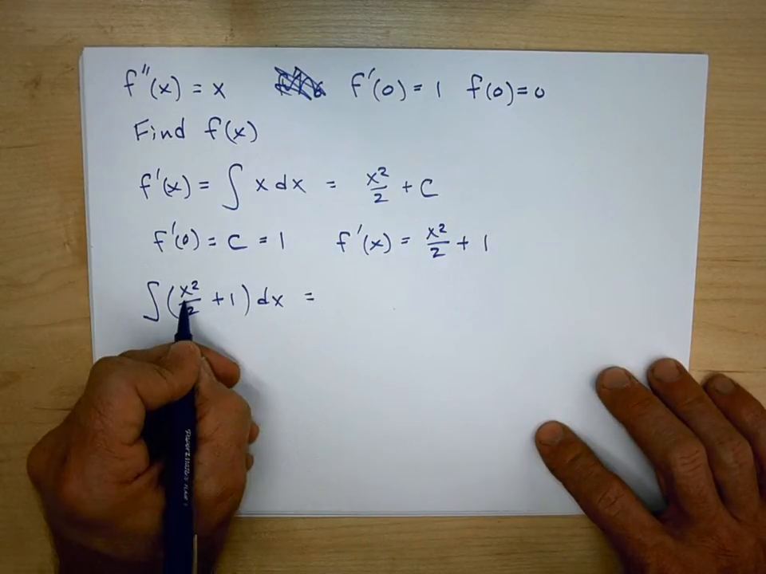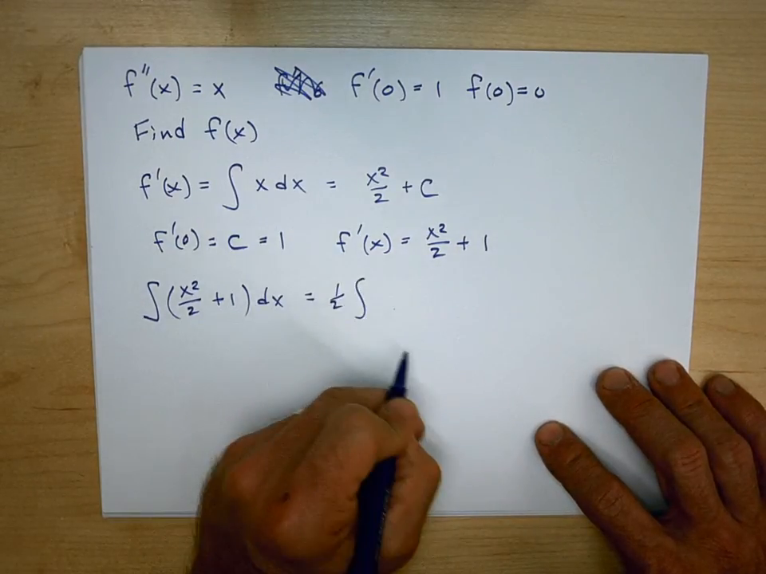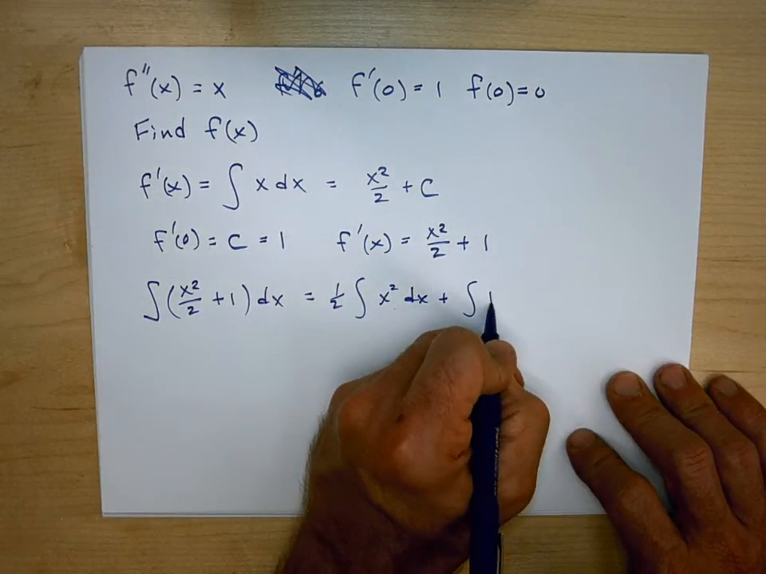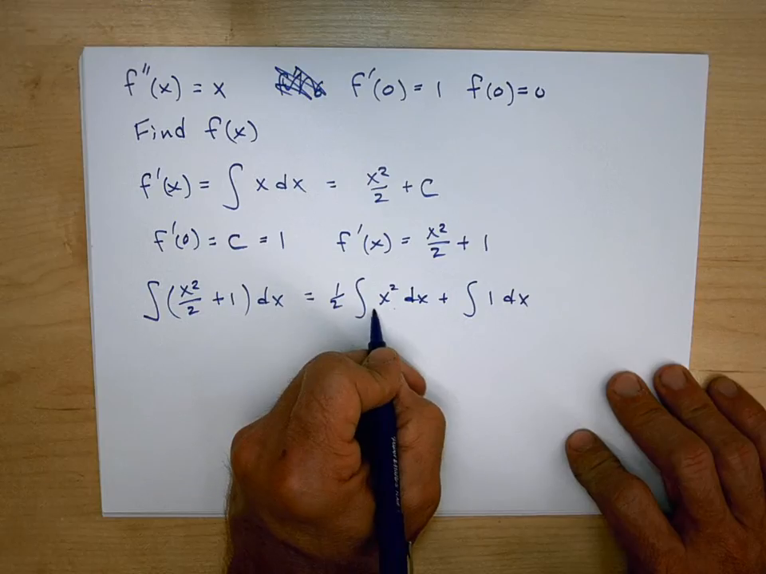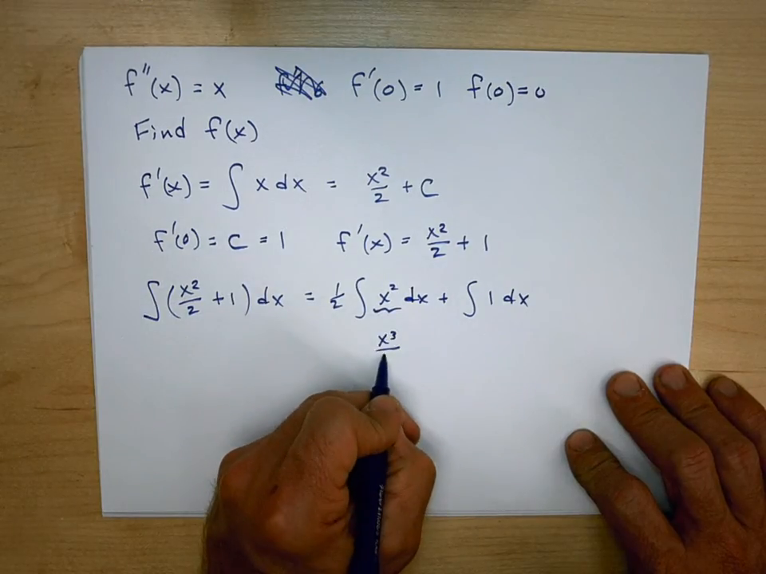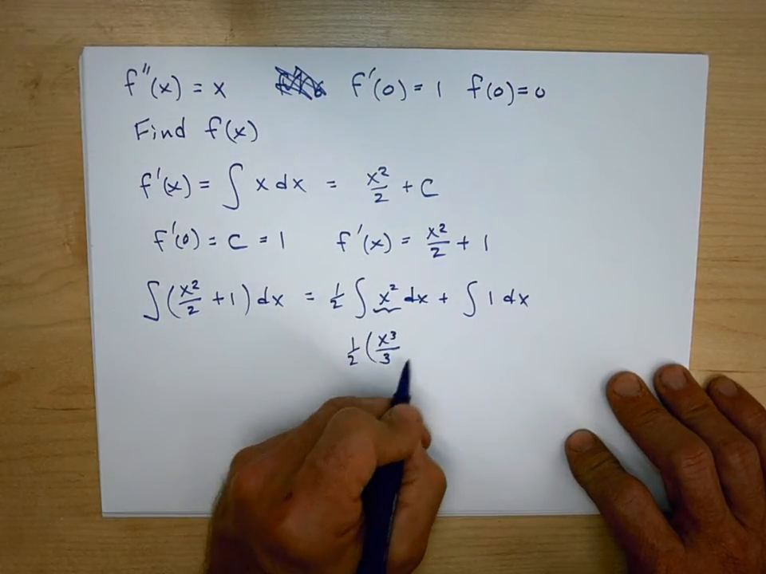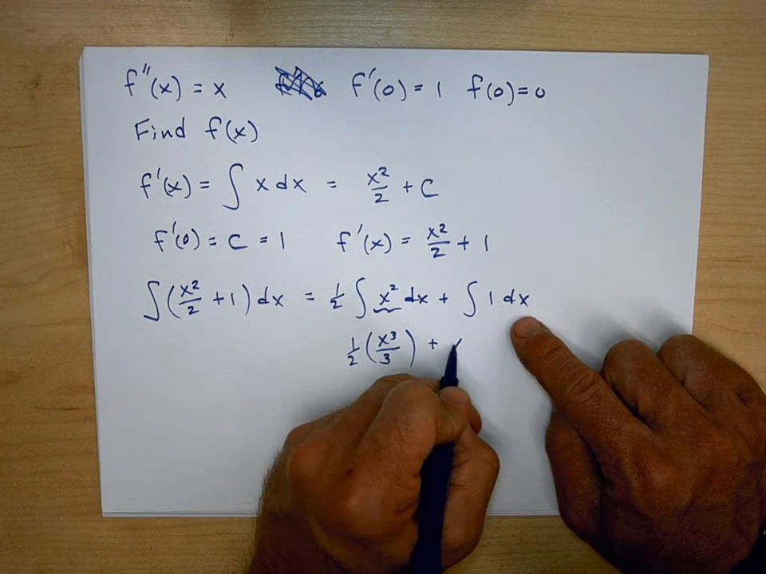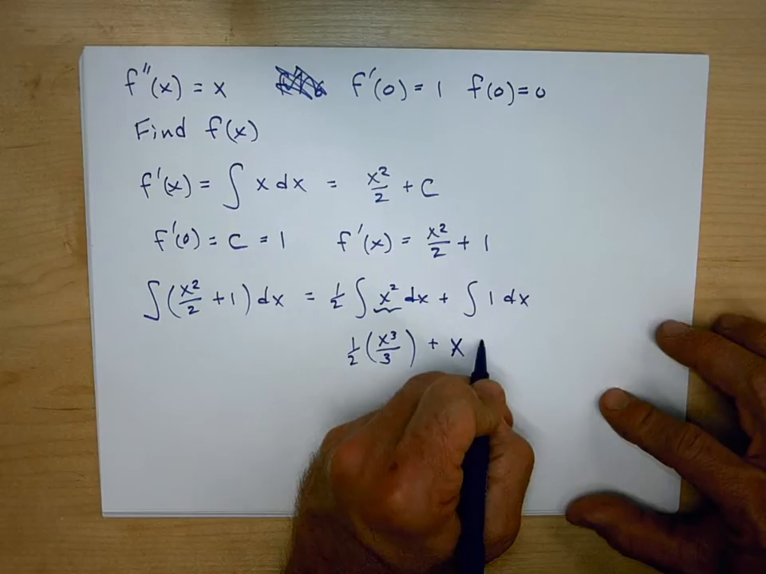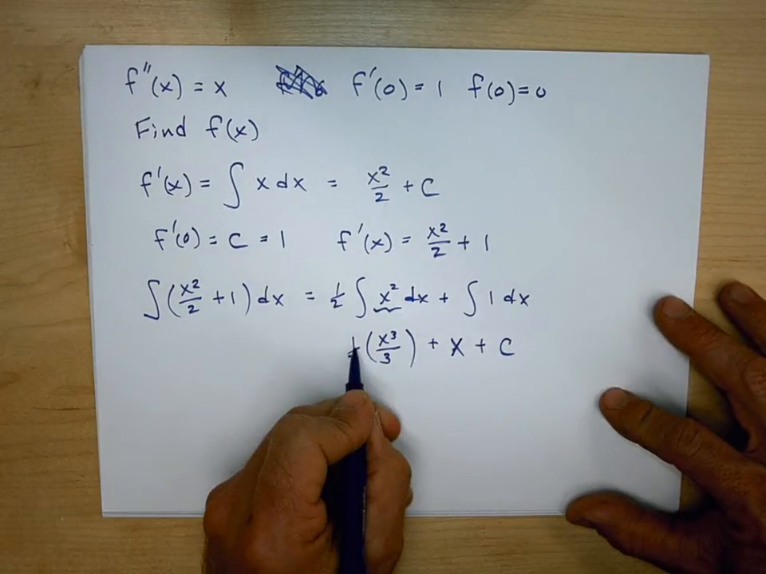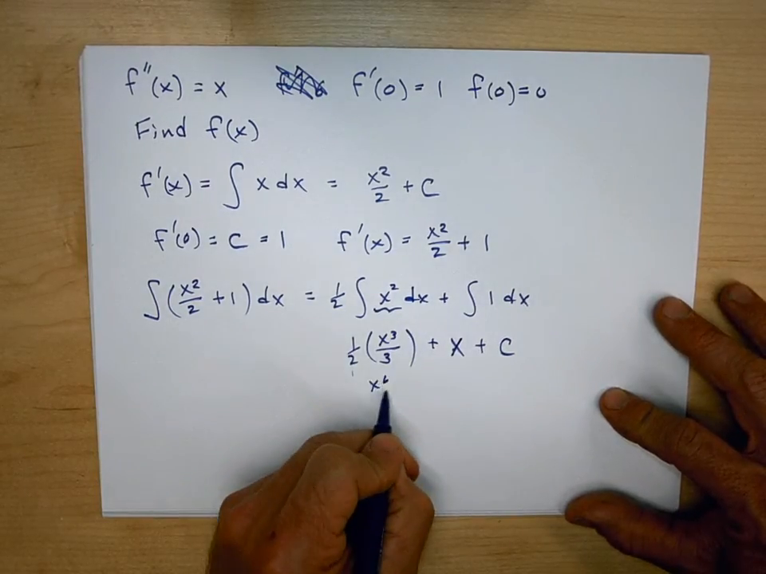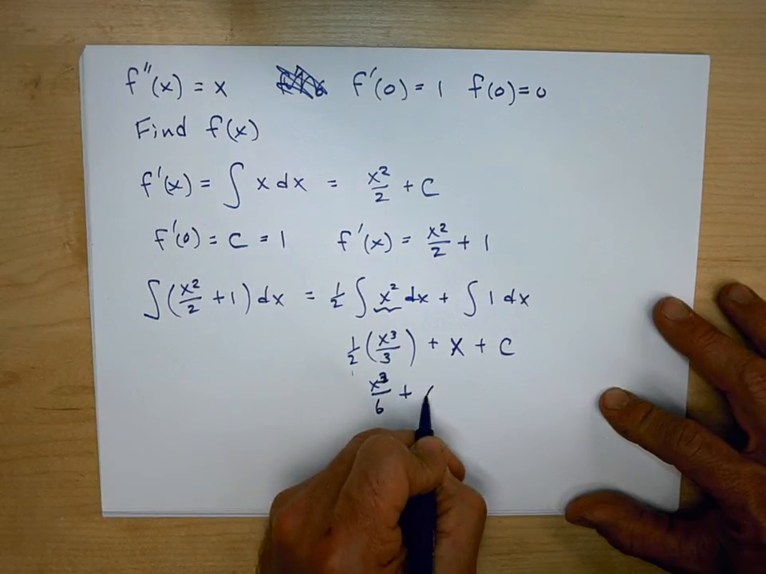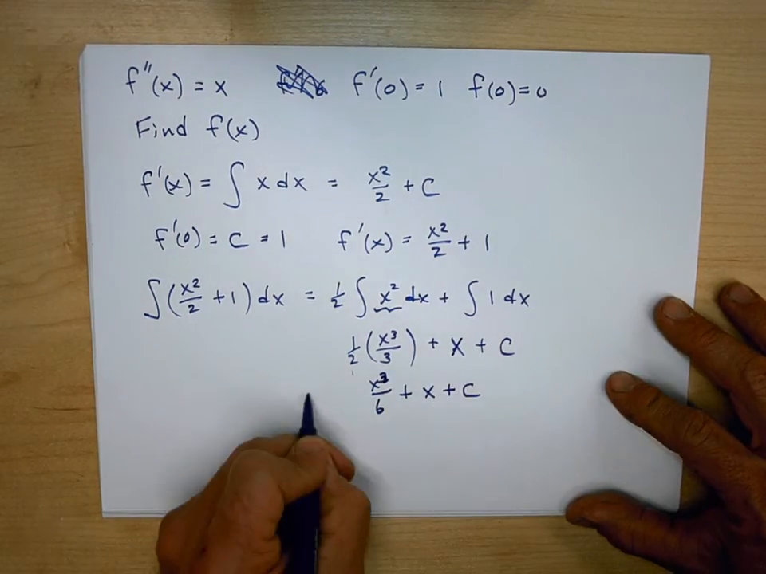So here I'm looking at 1/2 the integral of x squared dx plus the integral of 1 dx. Well, the antiderivative of x squared is x cubed over 3. Got to put that 1/2 back on. The antiderivative of 1, of course, is just x, because the derivative of x is 1, and I have my constant of integration. Simplify here, I end up with x cubed over 6 plus x plus c. This is f of x.